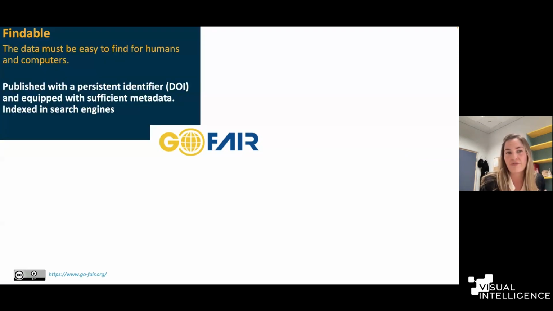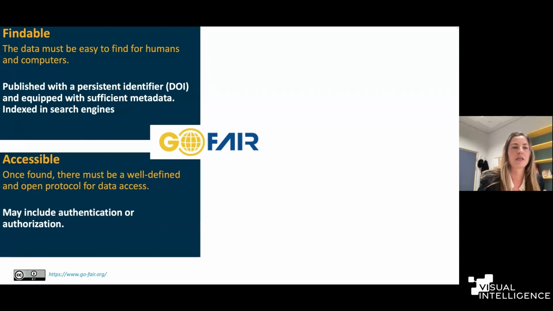So the F in FAIR is findable, and that basically means that your data should be easy to find for humans. So you and I, if we do a search in Google, for instance, we can find the data, but also for computers. And that means that any research data should be published with a persistent identifier. And your data also is equipped with a lot of metadata, which means it can be easily found. And the data should be indexed in search engines. So if I want to find it, I can find it. Or if you've trained a machine to find it, the machine can find it.